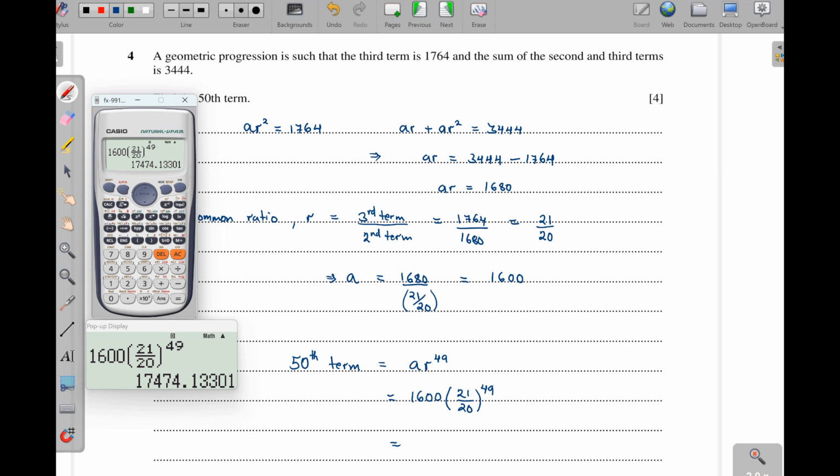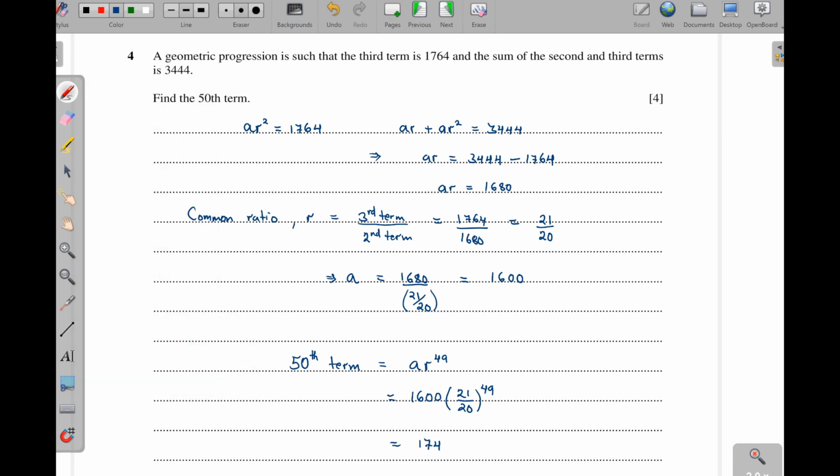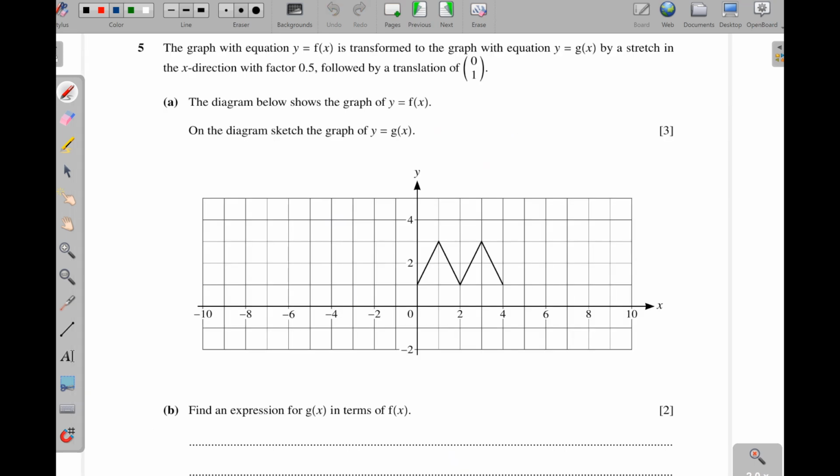So we get 17474.13301. That is that. Or you can write it to three significant figures and you say this will be 175. Then these ones you put them to zeros. 17500, like that. Question 5 is coming from transformation of functions.